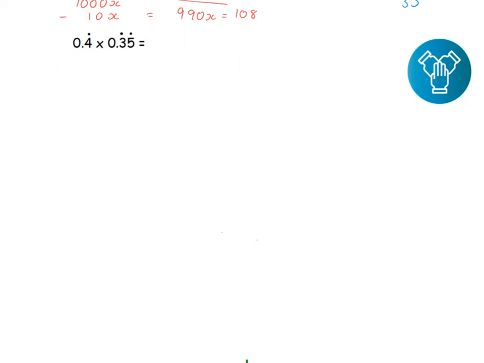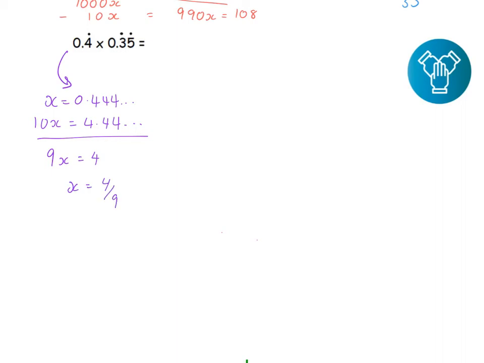So we've got to show each step for our working out. So we've got x is equal to 0.4 recurring. So 10x is equal to 4.4 recurring. So when we subtract that, we're going to end up with 9x is equal to 4. So x is equal to 4 over 9 as a fraction.